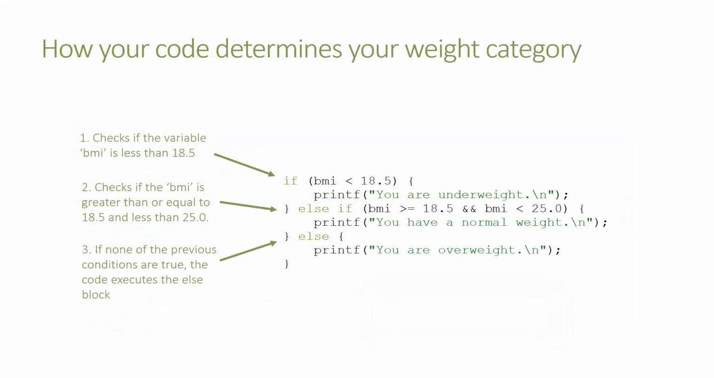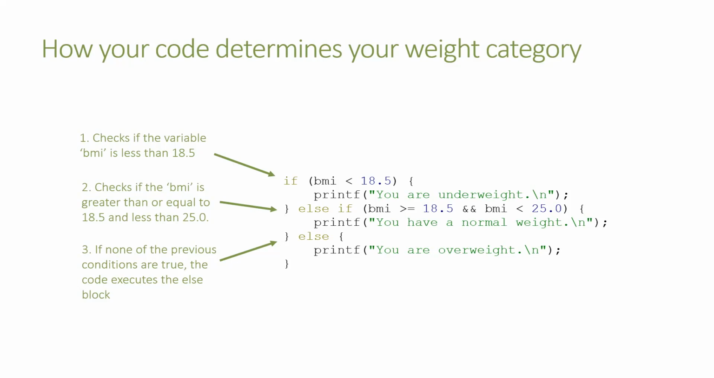Alright, so let's break down the decision-making part of the BMI calculator code. It's all about figuring out where your BMI fits on the scale: underweight, just right, or overweight. 1. First up, the code hits you with an if statement. It's checking if your BMI is less than 18.5. If that's a yes, it means your BMI is on the low side and you're underweight. The code will then go ahead and print out you are underweight.